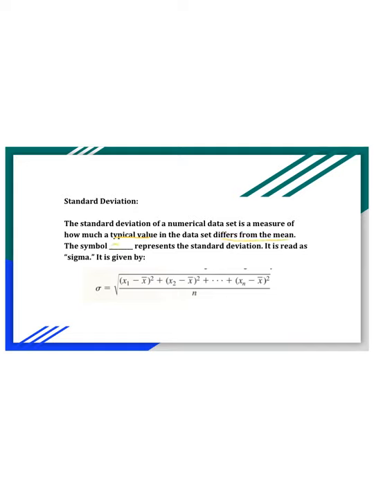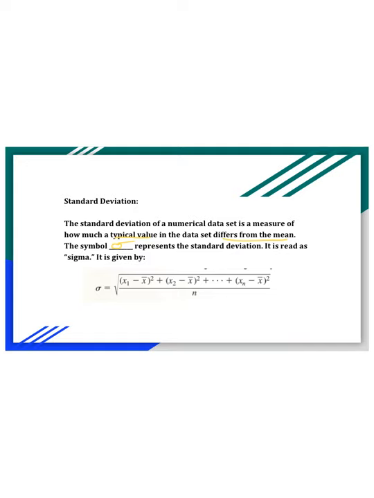The symbol σ represents the standard deviation. It's read as sigma, and it's given by the following formula. We have the square root of (x1 minus x bar) squared plus (x2 minus x bar) squared plus all the way to (xn minus x bar) squared, where x1, x2, and xn are actual numbers from your data set. And remember that x bar represents our mean.